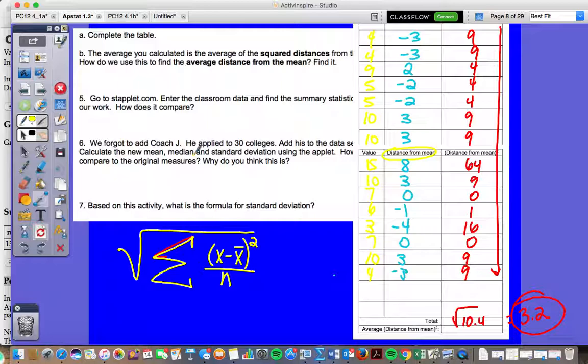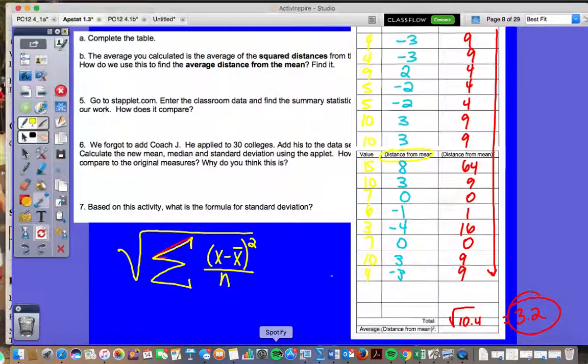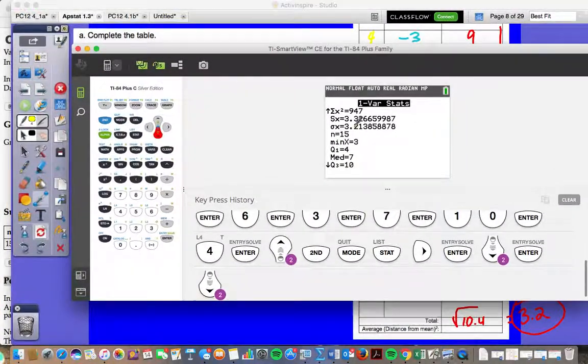Now this formula, do you have to memorize it? No. Because when you go to one variable statistics, I'm going to show you where you can find it. You need to know how you got there, but you don't need to get there by doing what we just did. If you go to one variable statistics, do you see this thing called 3.21? That's our standard deviation.